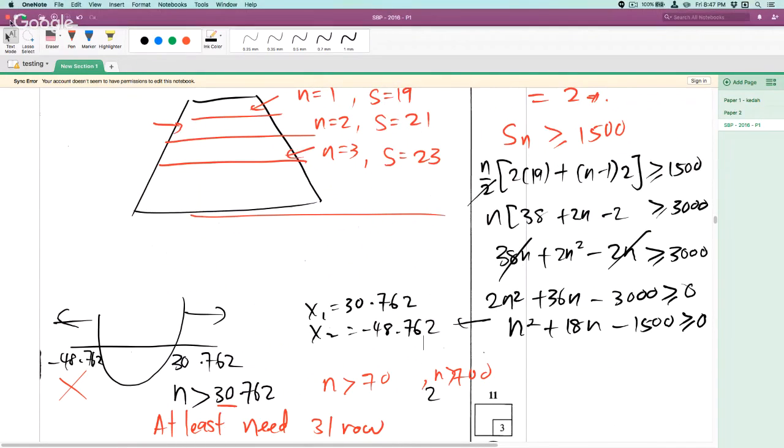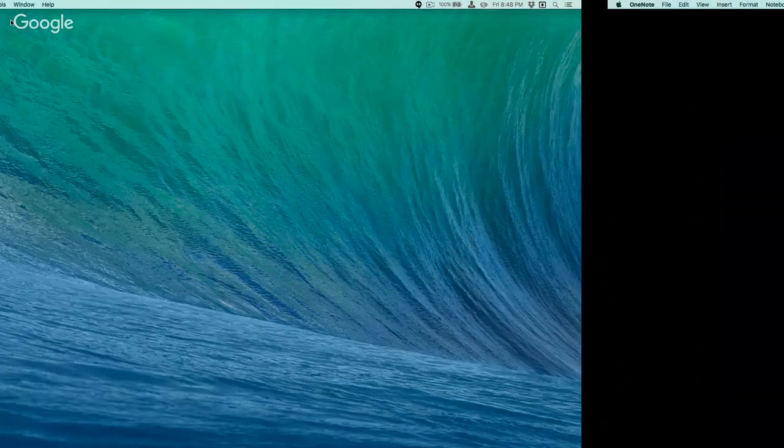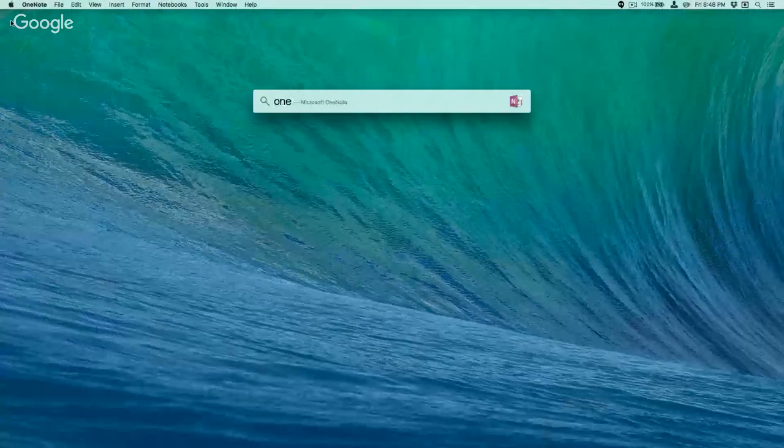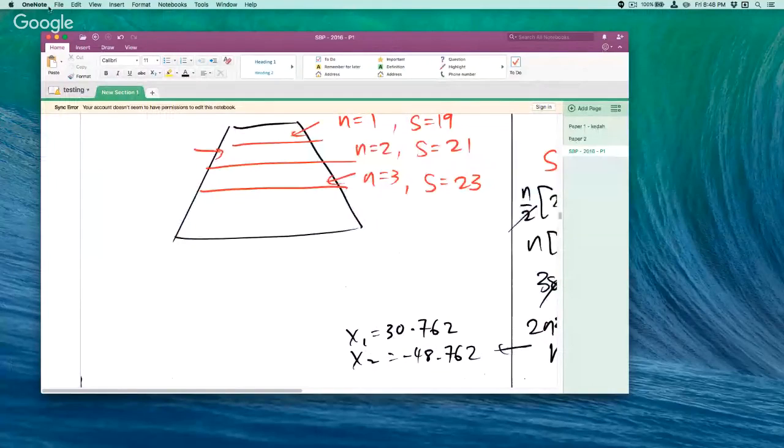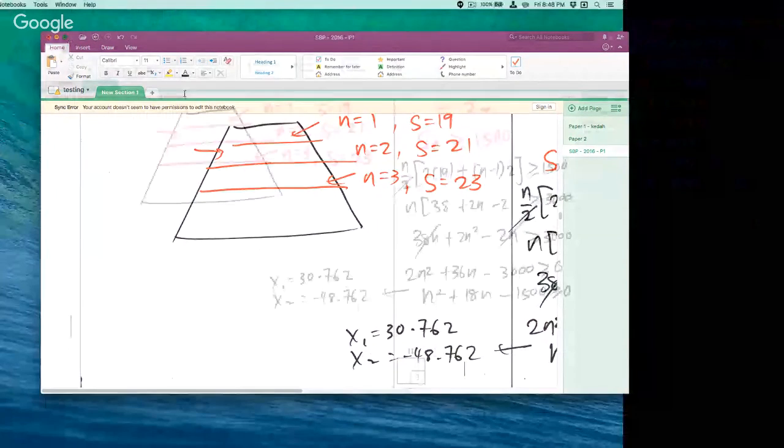It hung again, so I will need to close and open it again. Okay, so far so good. Is there anything you can't understand? All right.